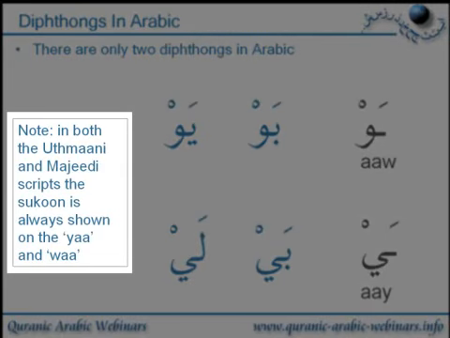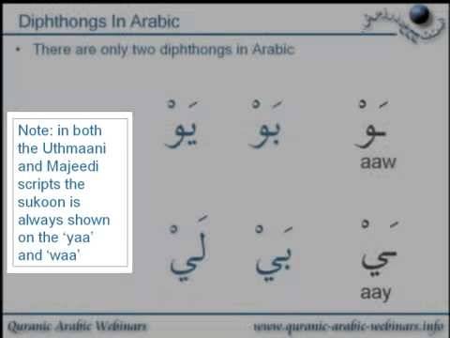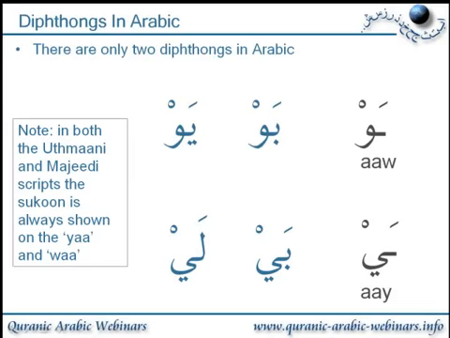A note here, in both the Uthmani and the Majidi scripts, the sukoon is always shown on the ya and the waw. Okay, sorry, that should say waw, not wa. So effectively here we've done the sukoon with the computer font, i.e. a small circle. In the Uthmani script the small circle represents something else other than sukoon, but apart from that, in the Majidi script you will see a little sukoon marking on top of all of the diphthongs.